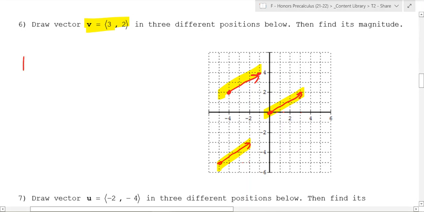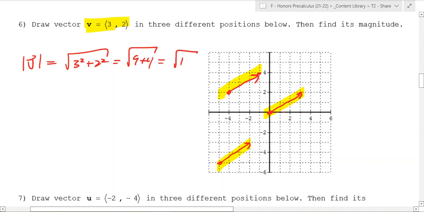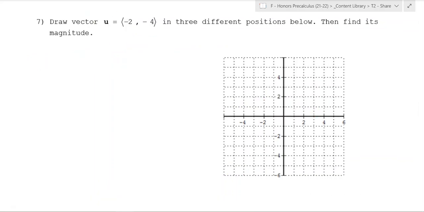Now to do the magnitude of v, all you do is you take the square root of 3 squared plus 2 squared, which is going to be the square root of 9 plus 4, which is the square root of 13. That's all you do to find the magnitude of v. So when it's written in component form, finding the magnitude is great. What about this vector right here?